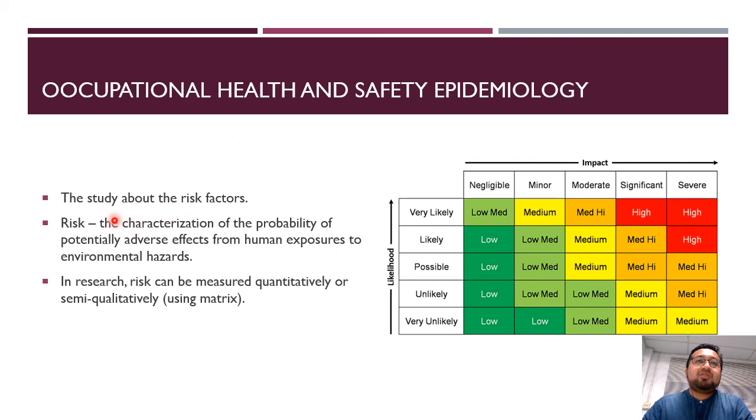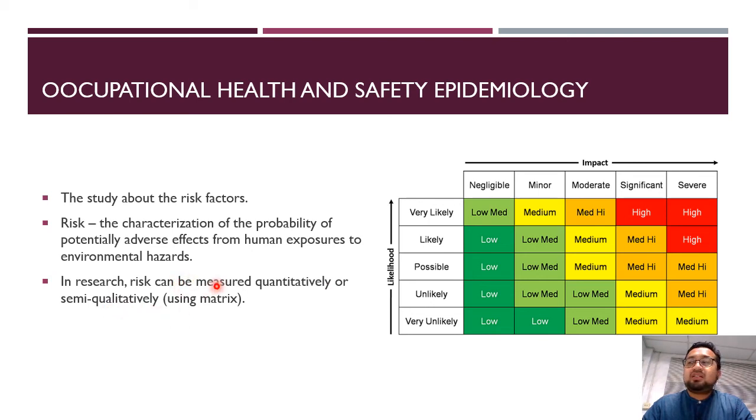Occupational health and safety epidemiology. The study about the risk factors. Kita punya main objective untuk study about occupational health and safety epidemiology ni adalah kita nak tahu what are the risk factors which lead to the injury or the disease. Okay, so the risk is the characterization of the probability of potentially adverse effect from human exposures to environmental hazard. Okay, dia boleh menyebabkan hazard. In research, risk can be measured quantitatively or semi-qualitatively.